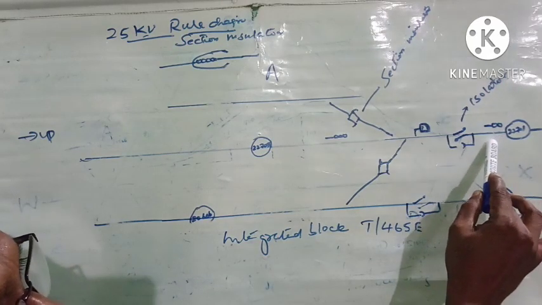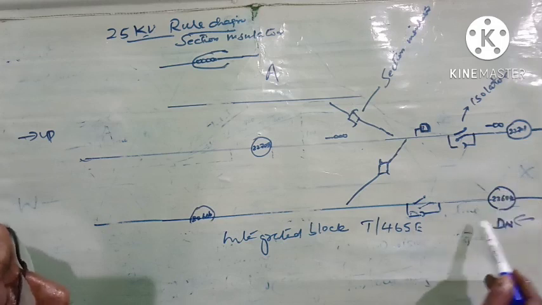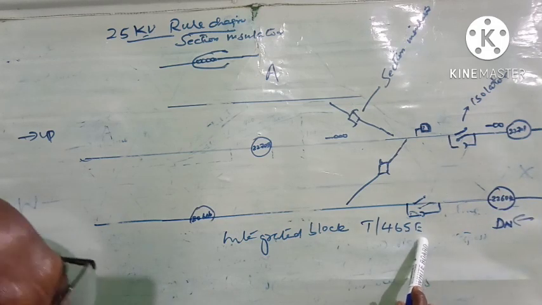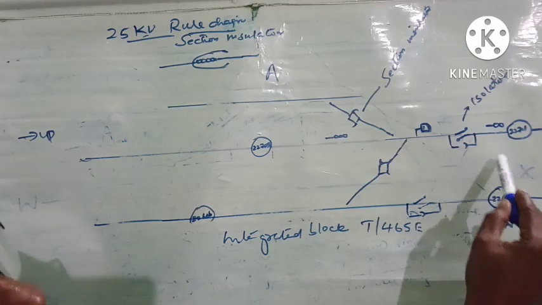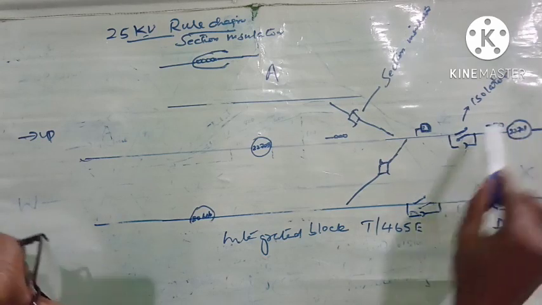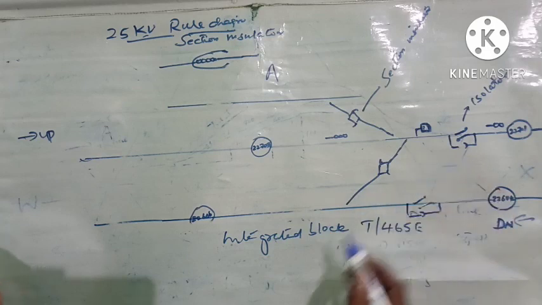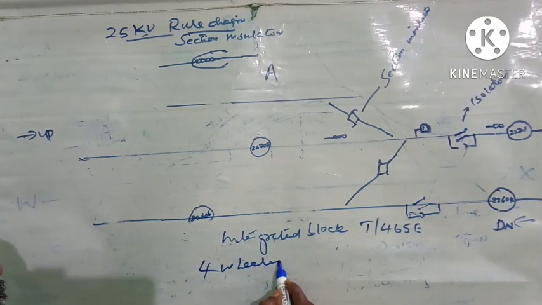The TRD department will require a tower wagon also at the same time. So this tower wagon will also be included in this T-bar 465E memo. Track machines as well as the tower wagon can be included in this T-bar 465E while sending into this line blocked section. See the tower car, we are having 4-wheeler tower cars and 8-wheeler tower cars.